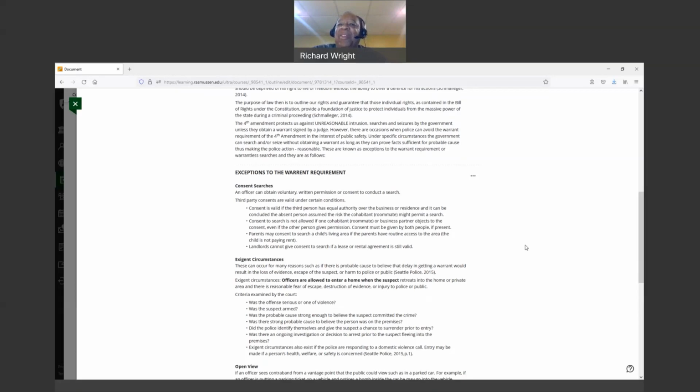Parents may consent to search a child's living area if the parents have routine access to the area, or the child is not paying rent. That would generally apply to all minors. Okay, and it could apply to some adults. Like, I have a son who lives with me who is 21, and that would apply there. I could consent to a search, as well as a son I have who's 26 who has his own room, because he does not pay rent. Landlords cannot give consent to search if there is a rental lease. Okay, so your landlord can't do it.